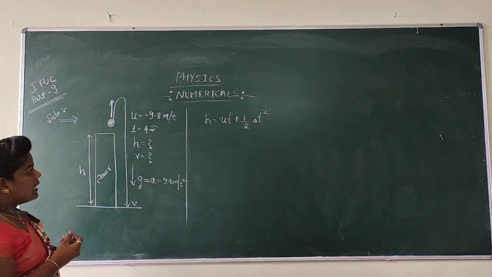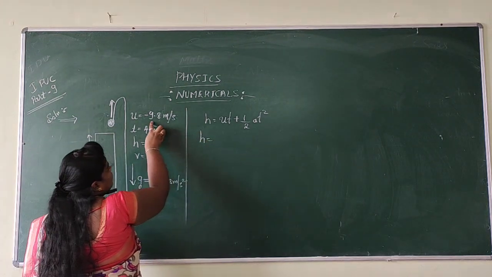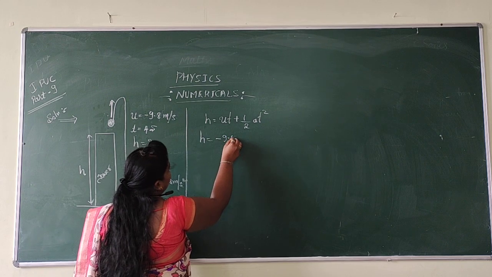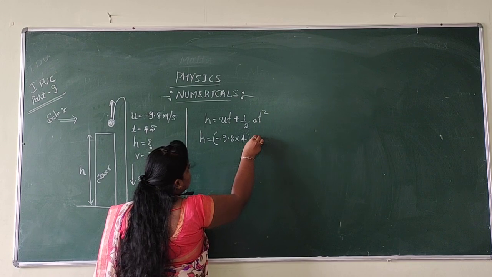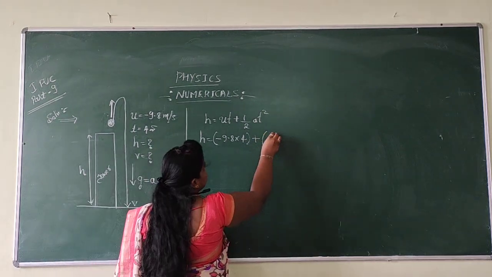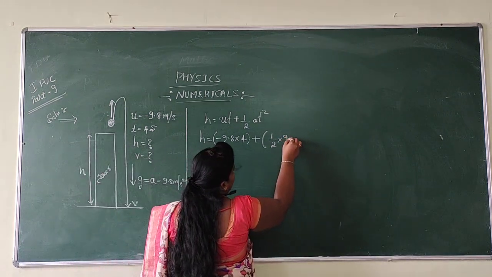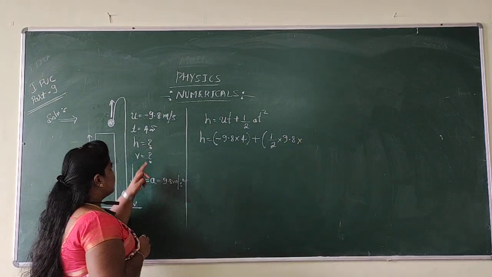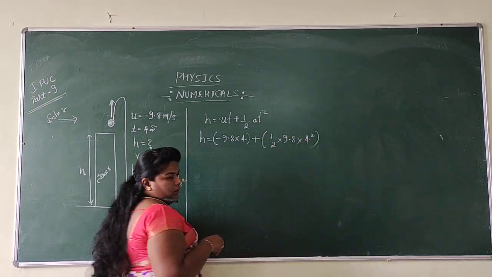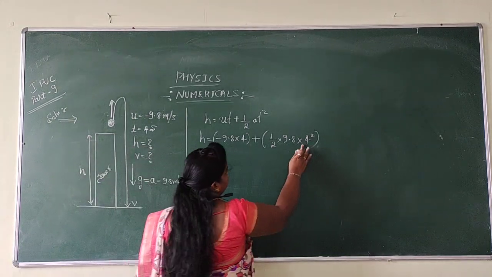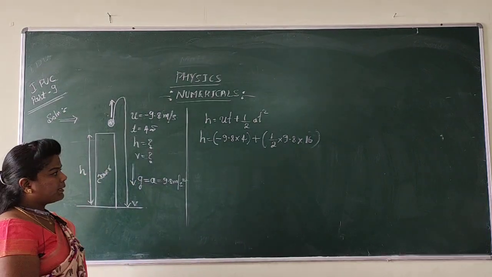We have all the values. Let us move for the calculation. h is equal to, what is the value of u? It is minus 9.8 into, what is the value of t here? It is 4. Close the bracket, plus, and here it is half into, what is g? 9.8, into, what is t? It is 4. Here it is t square, so it becomes 4 square. Simply I can write that 4 square as 16.